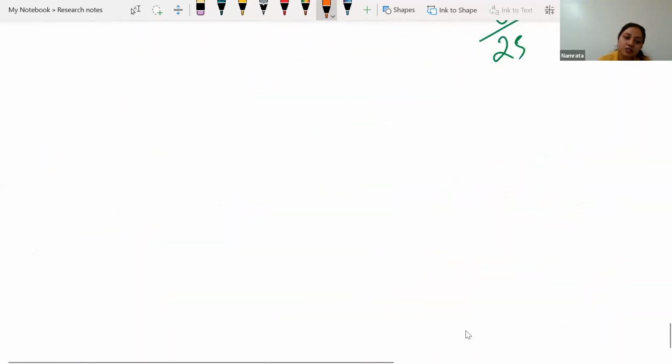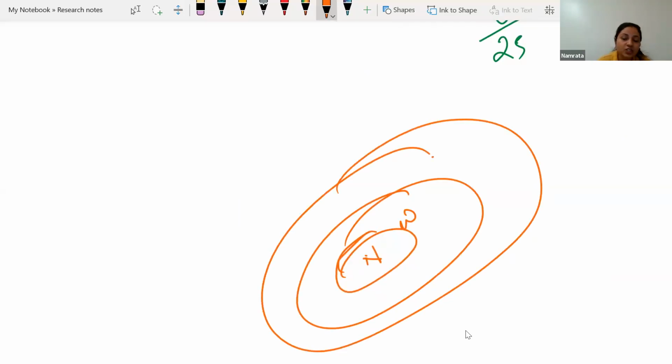First natural numbers, then whole numbers, then integers, which we represent by Z. Okay, Z, we represent our integers by this Z.